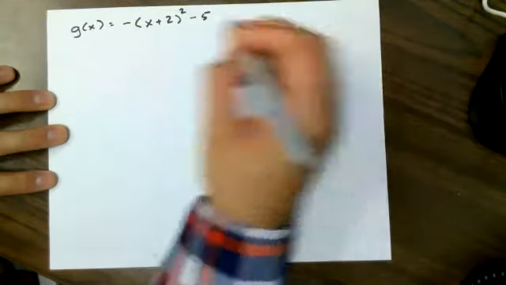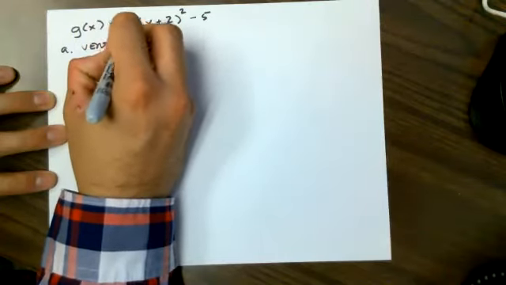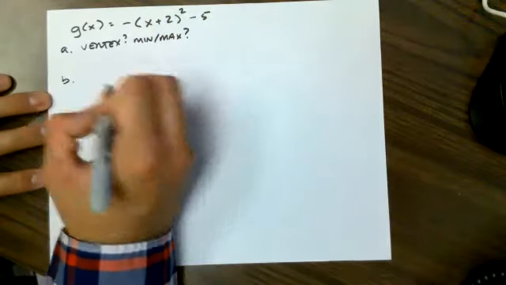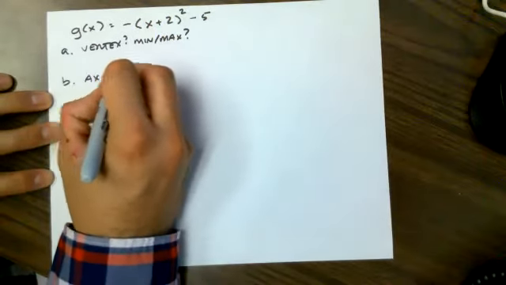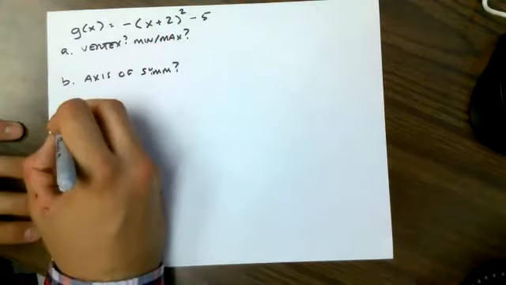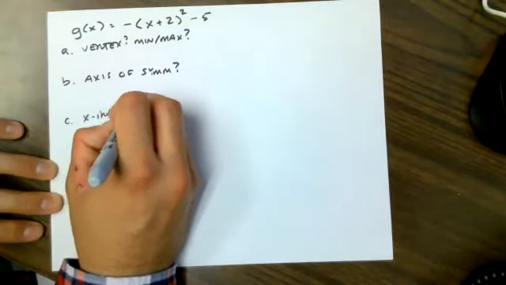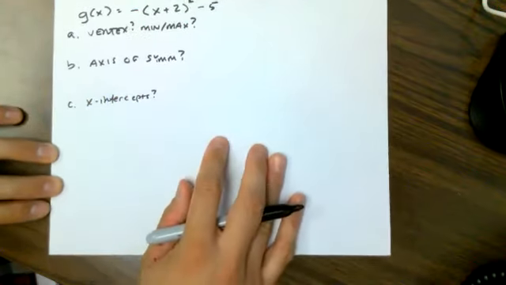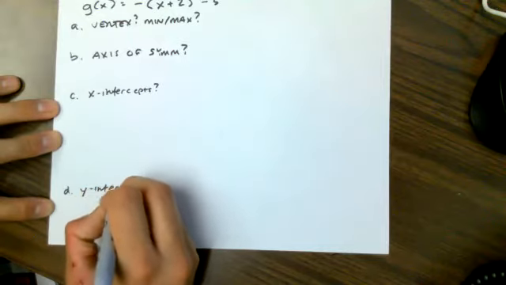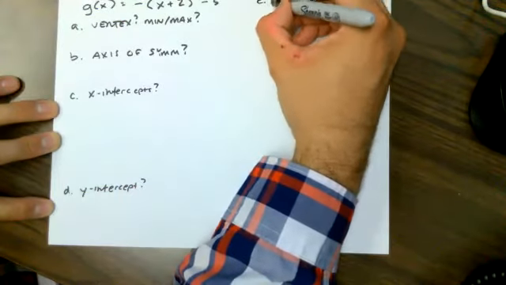Okay. And then I want you to answer the same questions. So A was, what's the vertex? And is it a min or a max in y? Okay. B was, what's the axis of symmetry? C, I'm going to leave a little more room for this one, is the x-intercepts. And then D is the y-intercept. And then E, where do I go?